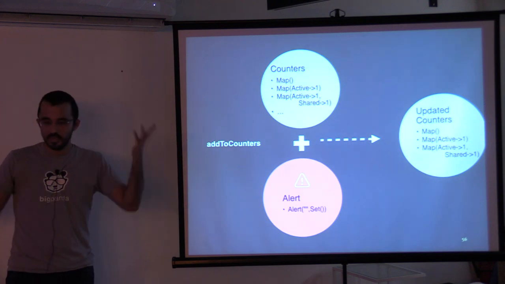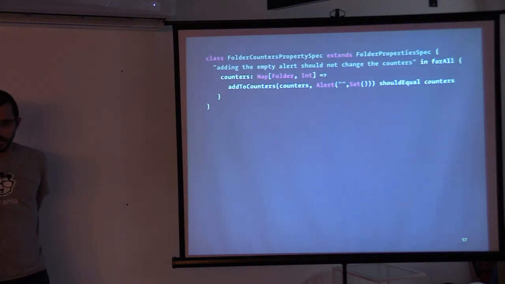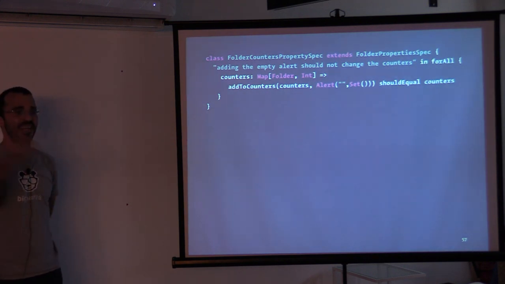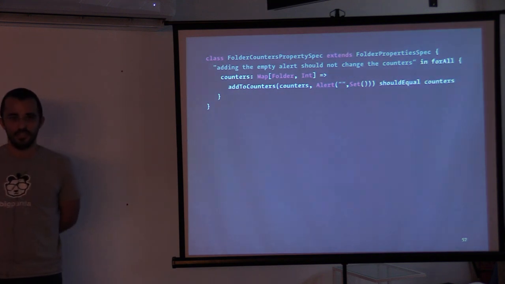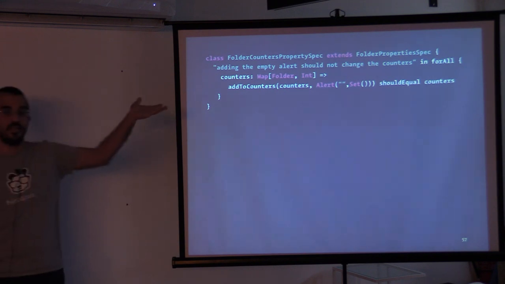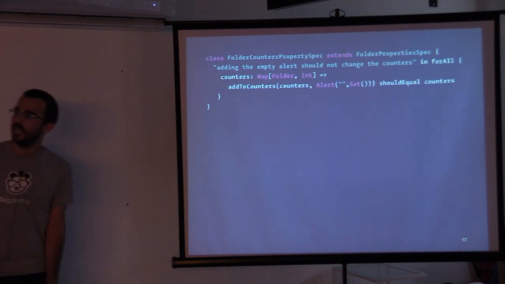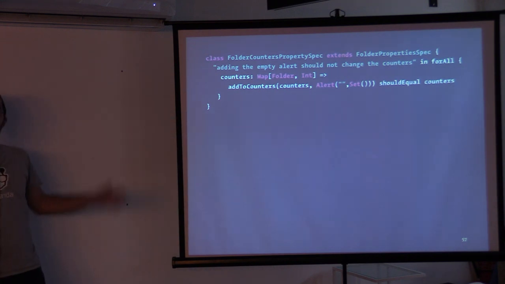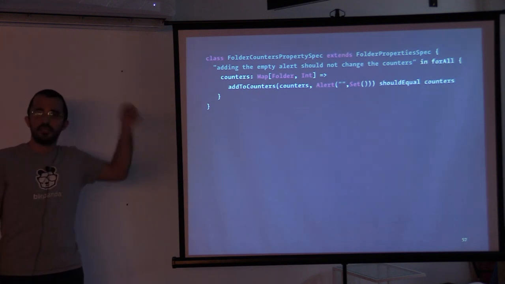So let's try to write it down. This is how we do it. So we're defining, adding the empty alert to any counters should not change them. This is the property that we are going to use. And we're using the for all syntax, like we have seen before. And we are saying here this, please generate random counters value.